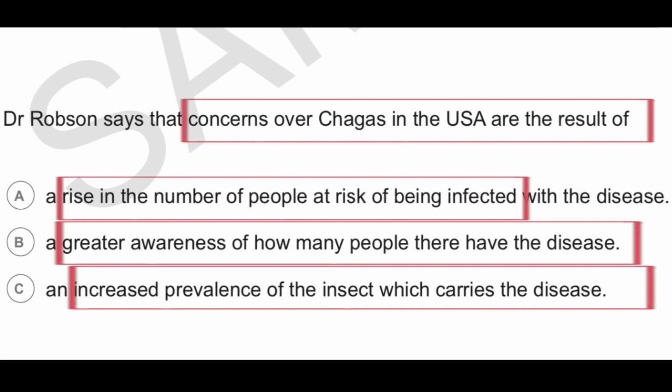So the correct answer is option B, a greater awareness of how many people there have the disease. Let's replay the audio and let's find out why the correct option is option B.